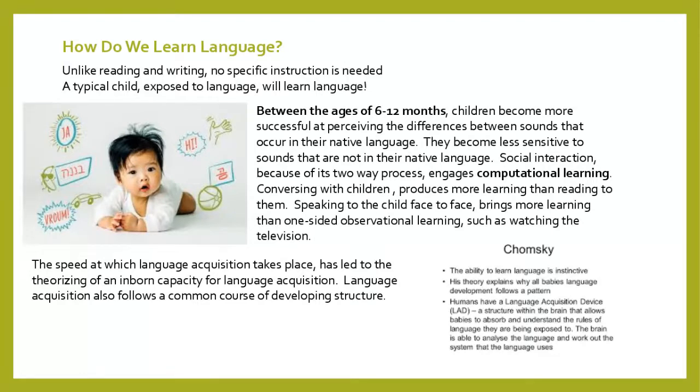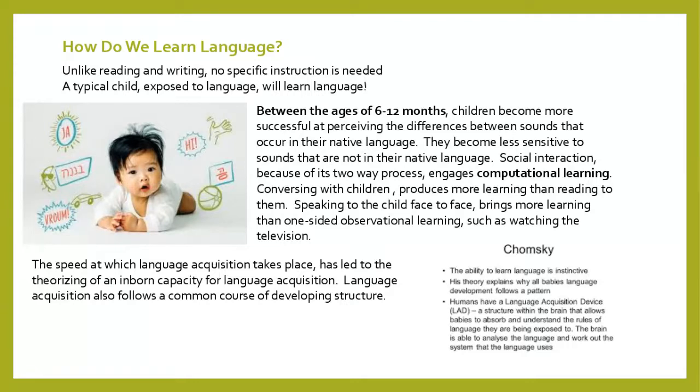One of the theorists, Chomsky, down in the bottom right-hand corner, has a theory that there is an instinctive ability to learn language, and that all humans are born with a language acquisition device, which is a structure in the brain that allows babies to absorb and understand the rules of the language they're being exposed to. The brain is able to analyze the language and work out the system that the language uses. The speed at which language acquisition takes place is phenomenal, and how quickly children develop that capability has led to the theorizing of an inborn capacity for language acquisition.